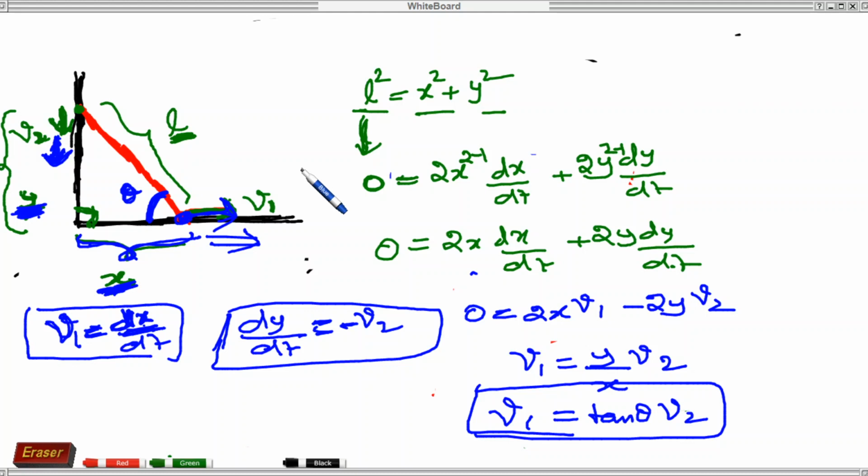So for the constraint part, I think you now have a better idea about what a constraint relation is, and how we find the relationship between the velocities of bodies connected to each other by a string or otherwise. In this way we can find out the relation.